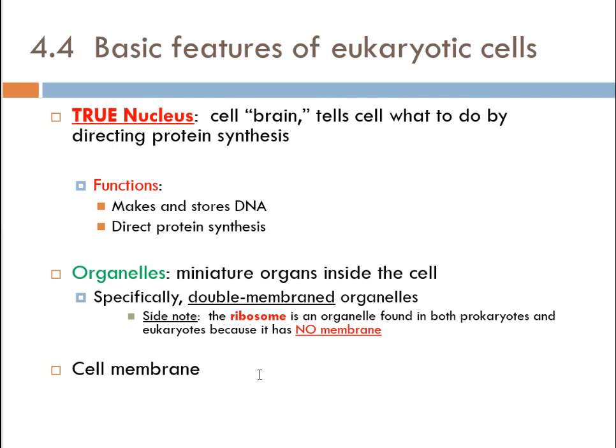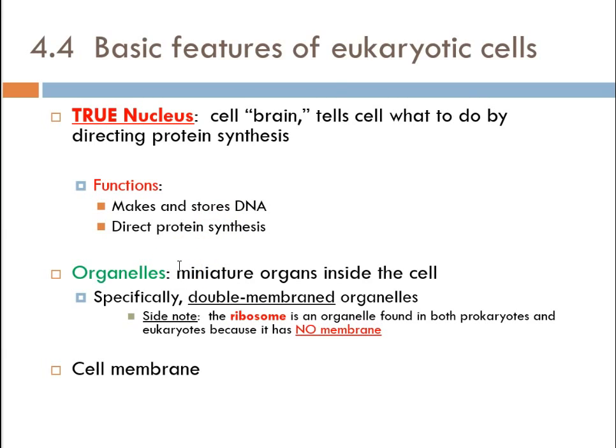Basic features of eukaryotic cells. Basically, they have a nucleus, and that's going to be their brain. It tells the cells what to do, and it gives directions on protein synthesis. So the function is to store the DNA. The nucleus directs protein synthesis: when to make it, how much to make, and when to stop.